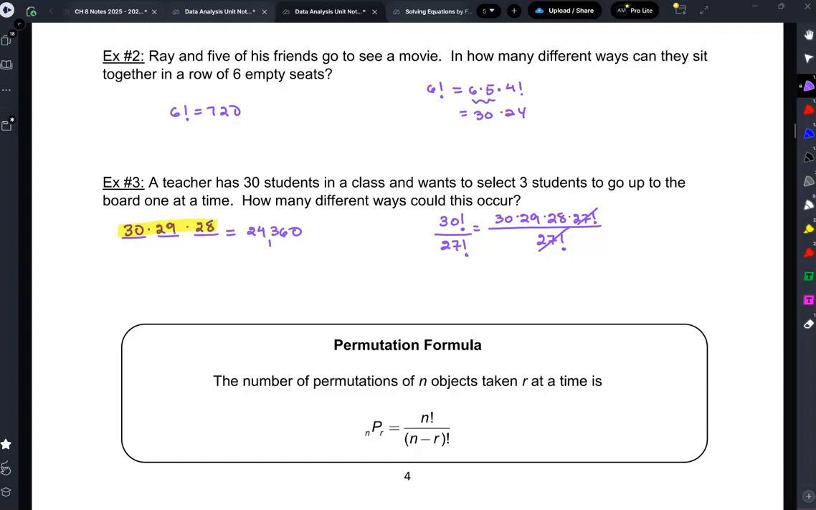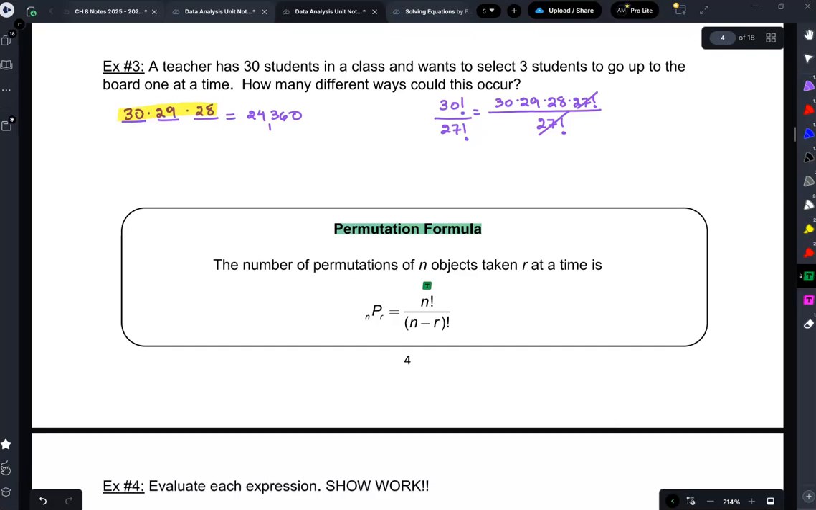27 are not being chosen. So I divide out the 27 factorial that are not being chosen. And this brings us to the permutation formula. If you have a number of permutations of n objects, the total of objects, 30 students, you're taking r at a time, 3 at a time. The formula is this. It's a permutation of n taken r at a time. It's n factorial over n minus r factorial.